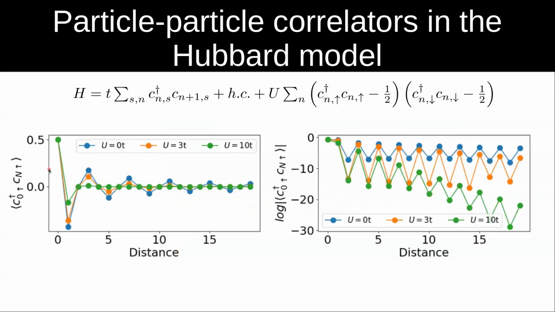And this is something that you can very easily see if you plot the logarithm of the absolute value of the correlator. So you see that in the non-interacting case, the correlator almost doesn't decay, because it decays just as a power law. And as you increase the value of the interaction, then the correlator decays faster. In particular, it decays exponentially fast.